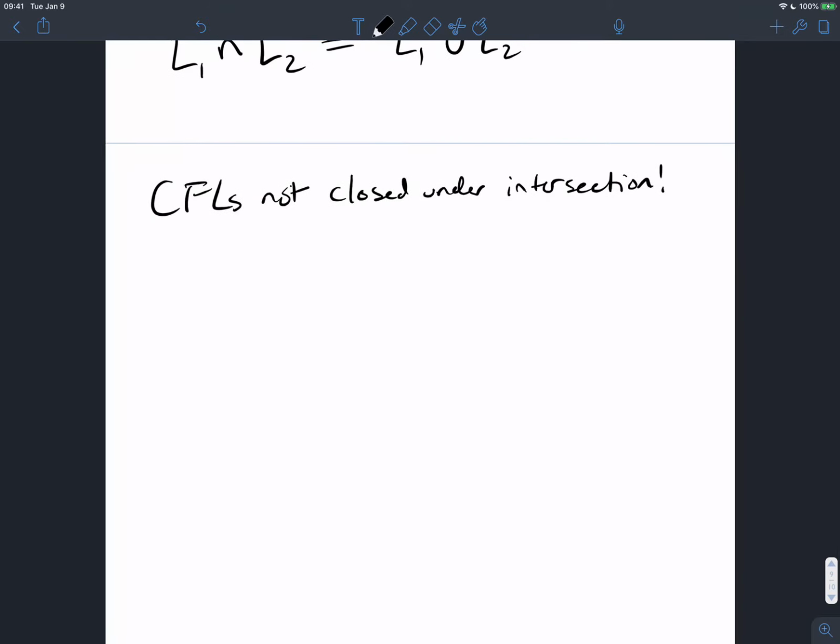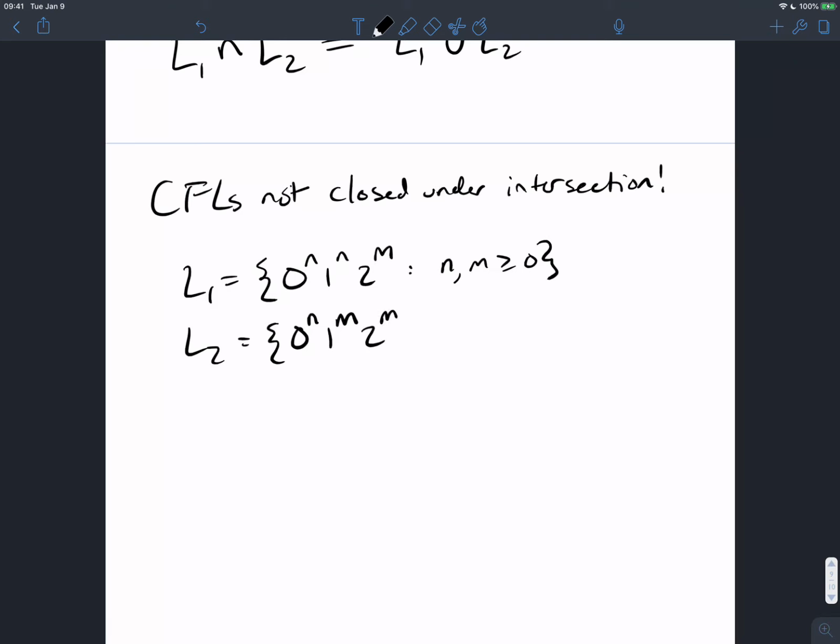If you want a specific example, let's see if I remember it. Check out these two languages. L1 is 0 to the n, 1 to the n, 2 to the m, where n and m are at least 0. And L2 is similar, but it's 0 to the n, 1 to the m, 2 to the m, with the same condition. In the first case I have the same number of zeros and ones followed by any number of twos. In the second case, I have any number of zeros followed by the same number of ones and twos. What's the intersection of these two? Well, they must have the same number of zeros and ones and the same number of ones and twos by definition of the two languages. So that means they have the same number of zeros, ones, and twos. So L1 intersect L2 must be our favorite new language.